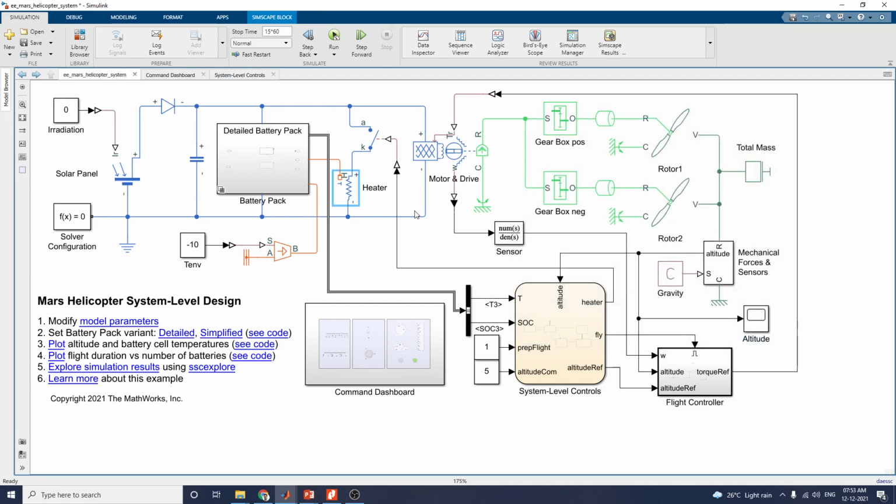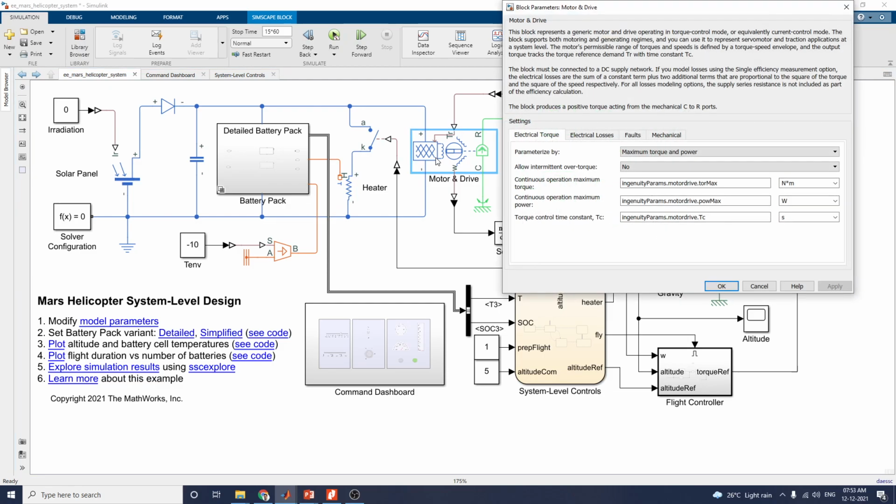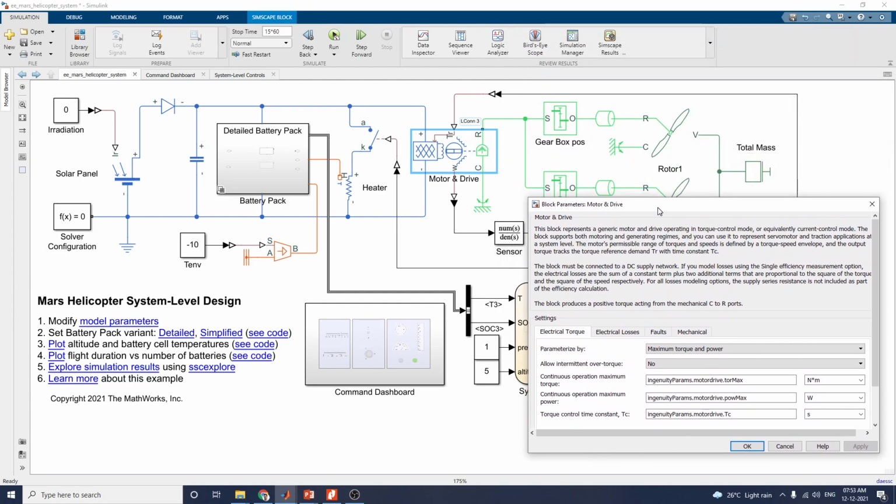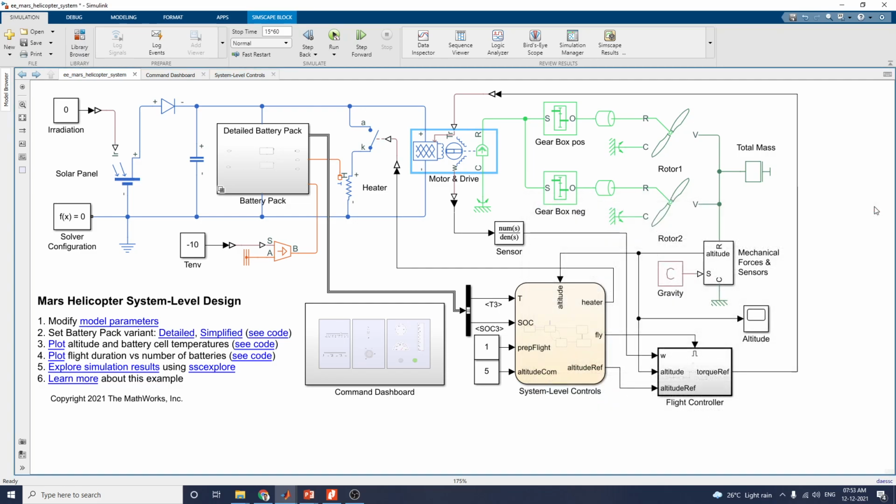This is for the heater. The next block is the important one, the motor and drive block. This motor and drive block represents a generic motor and drive operating in torque control mode, or equivalently current control mode. The block supports both motoring and generating regimes, and you can use it to represent servo motor and traction applications at a system level. So you can use this one.